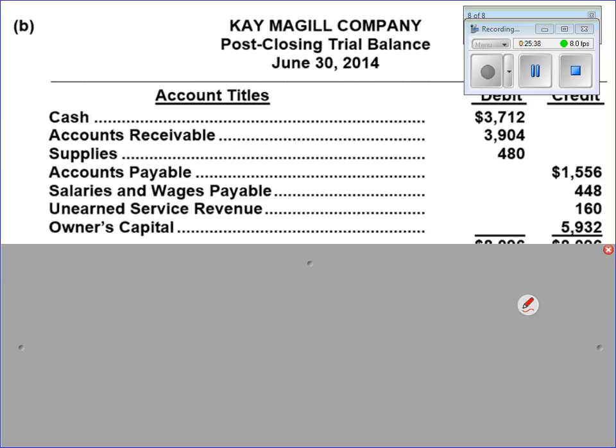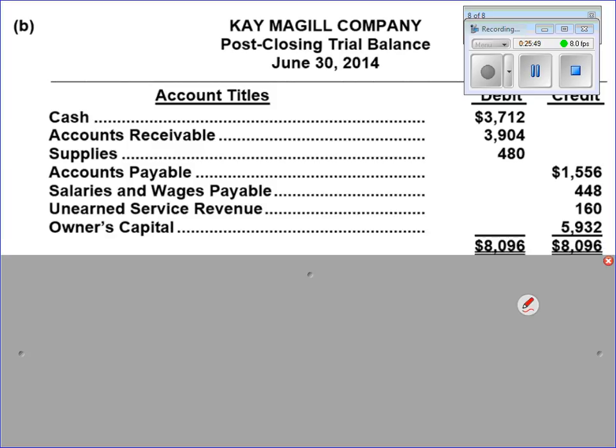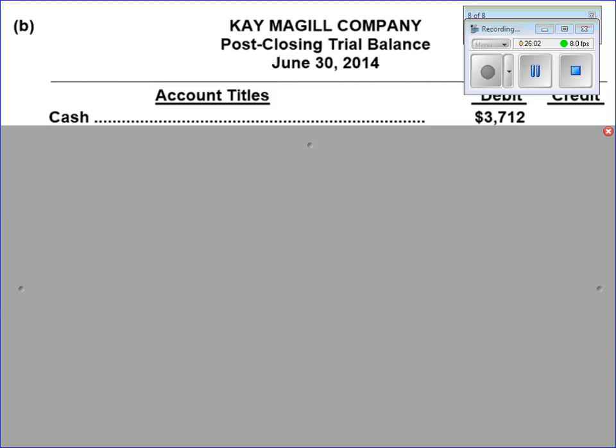I want you to note the capital number right now. Just write that number down somewhere. 5,932. 5,932 will be the capital. Or you could write down that 8,096 will be the post-closing trial balance number. You will be able to get through this in a much more rapid rate because I'm not here to slow you down. But remember, my job is to slow down enough that you understand it.